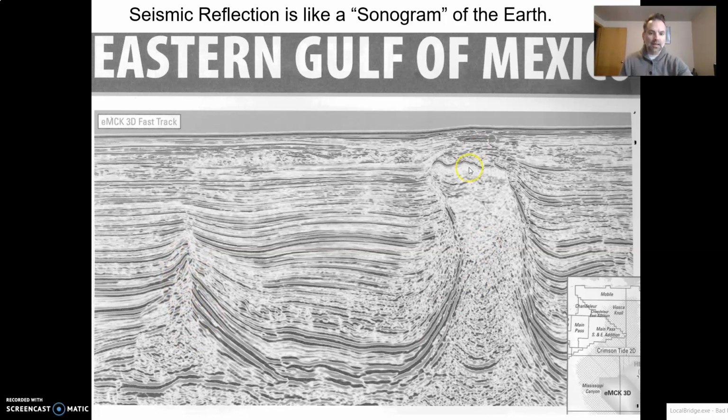This structure probably has to do with a change in density. It's most likely salt. They call it a salt diapir. So this is what a geophysicist will look at when they get a seismic profile back from a field test.